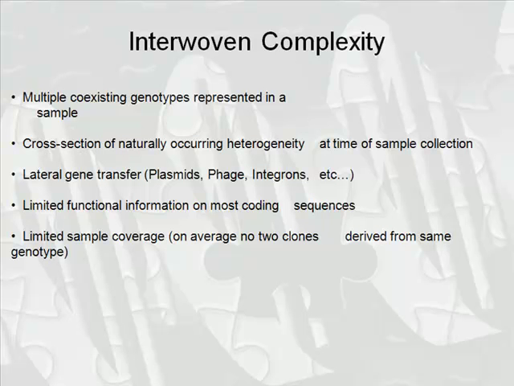And finally, this limited sample coverage issue. So if you're using a cloning-based approach to metagenomes, you're really just sampling. Every clone comes from a different genotype, basically. With next-generation approaches now, your coverage is higher, and so you're sampling individual genotypes more frequently. And you have the possibility, the real possibility, with the next-generation sequencing of starting to attain bona fide representational assemblies for the community. But that's a few years from now.